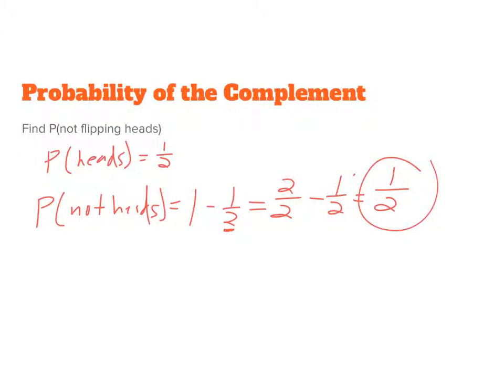The way to check this, if you take the probability that you want to have happen, and add it to the probability that you don't want to have happen, you should get 1. Okay, so that's just a way that you can do to check to make sure that you did it correctly.